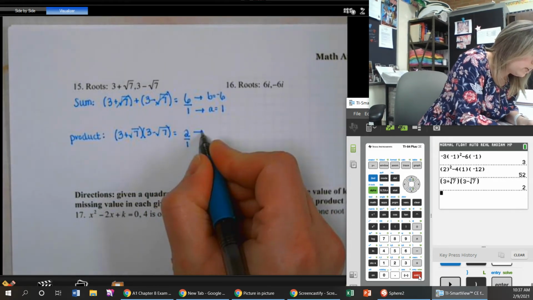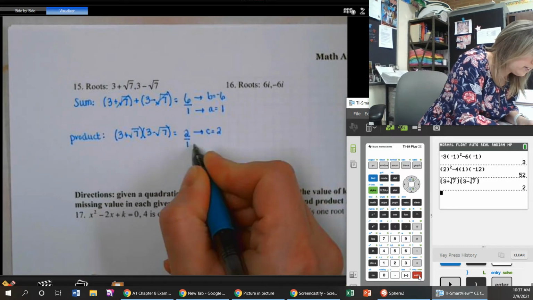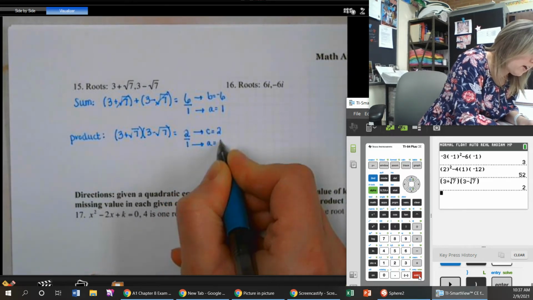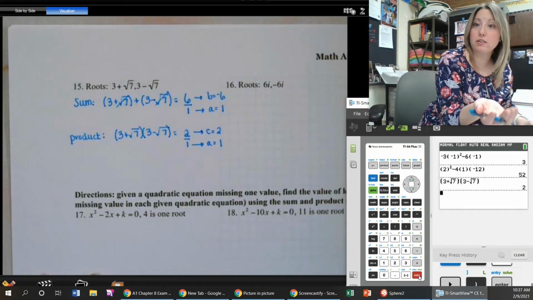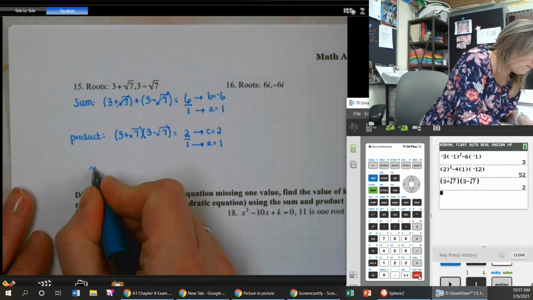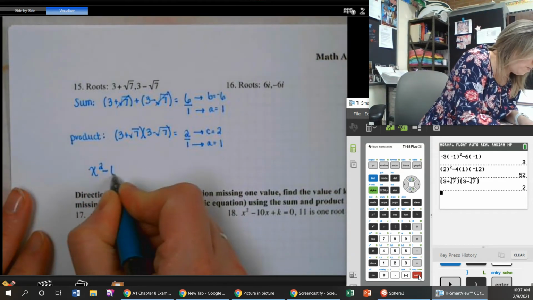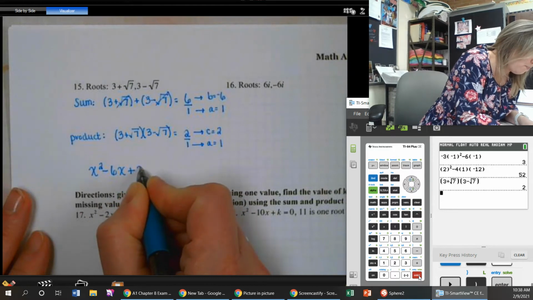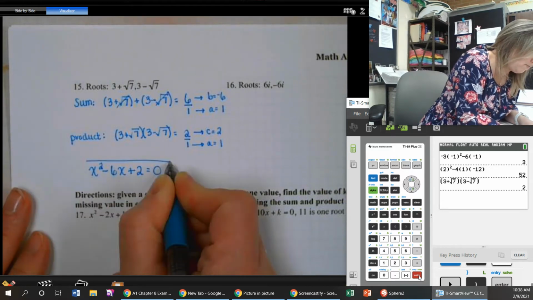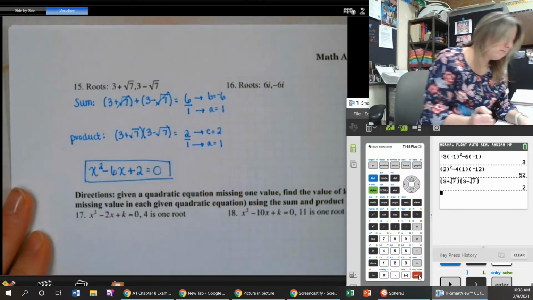The 2 is the C value, correct sign. And look, that A value matched up as a 1. So that's the number in front of your x squared. You don't have to write it in front of your x squared. You do have to make sure you have the correct sign of the B term. That's going to be key. Okay.